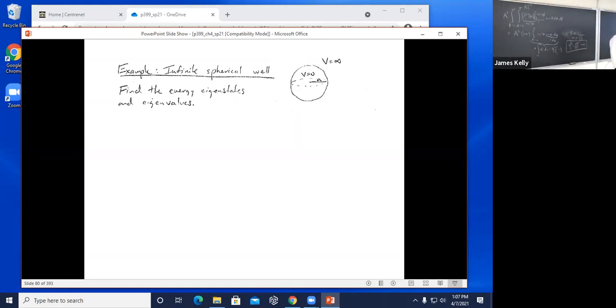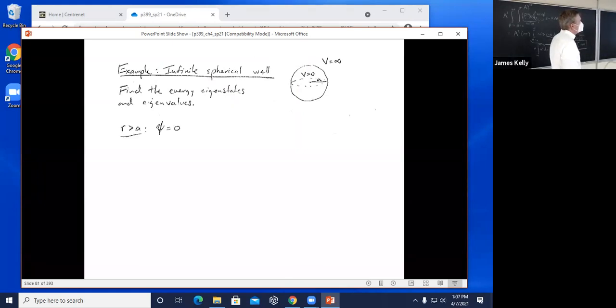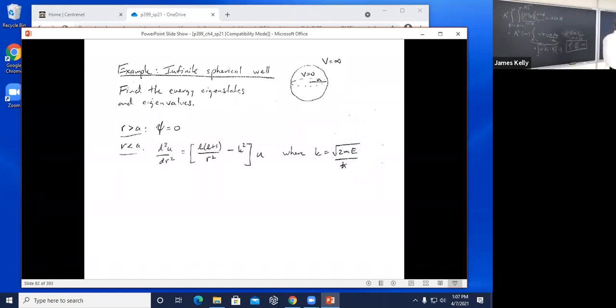In other words, we want to solve the time-independent Schrodinger equation for those product solutions, which is R of r times Y_lm of theta and phi. Those will be the states of definite energy. So let's just go ahead and do it. It seems like something drastic happens at r greater than a. In that case, just like before, we have to have psi equals 0 out here, where the potential goes to infinity. And then the interesting part is where r is less than a, inside the sphere.